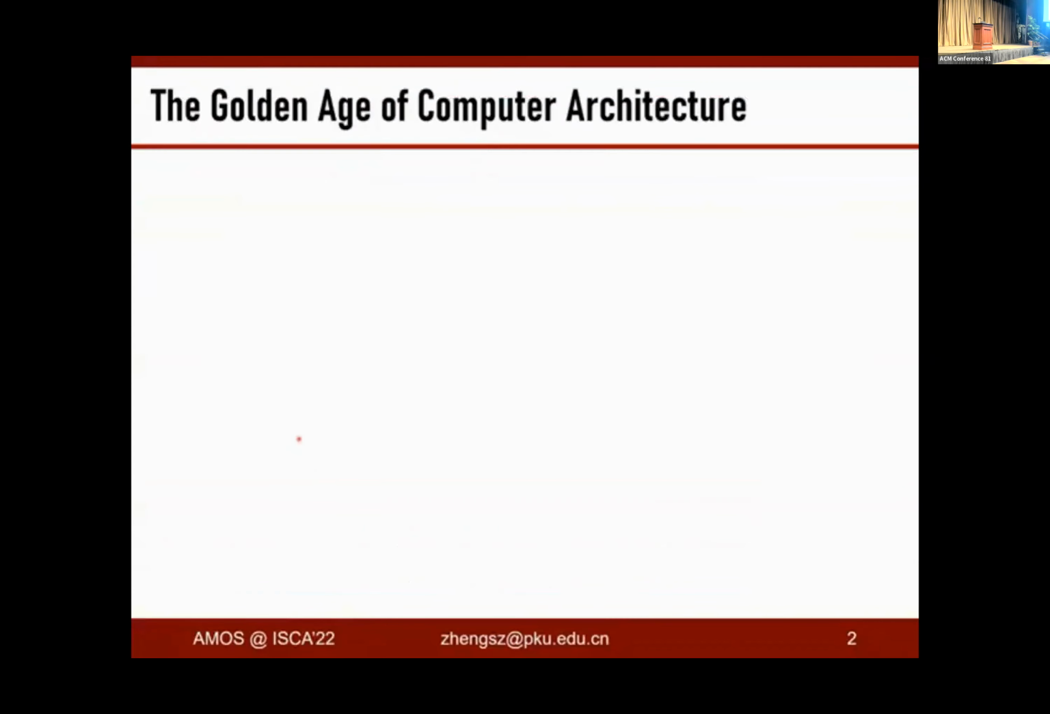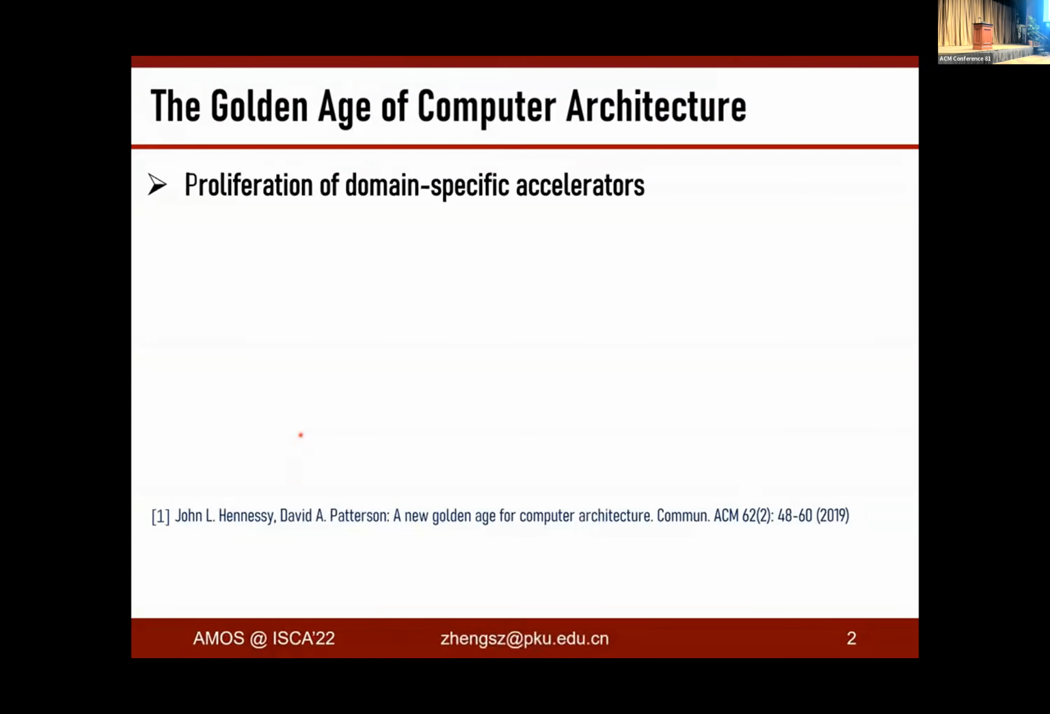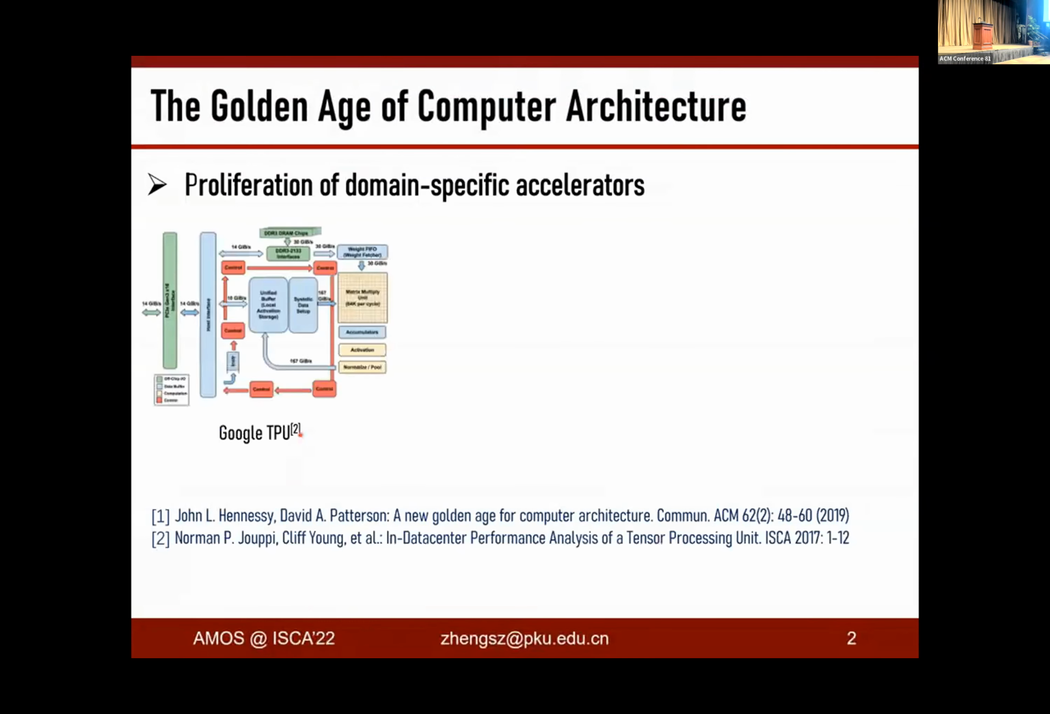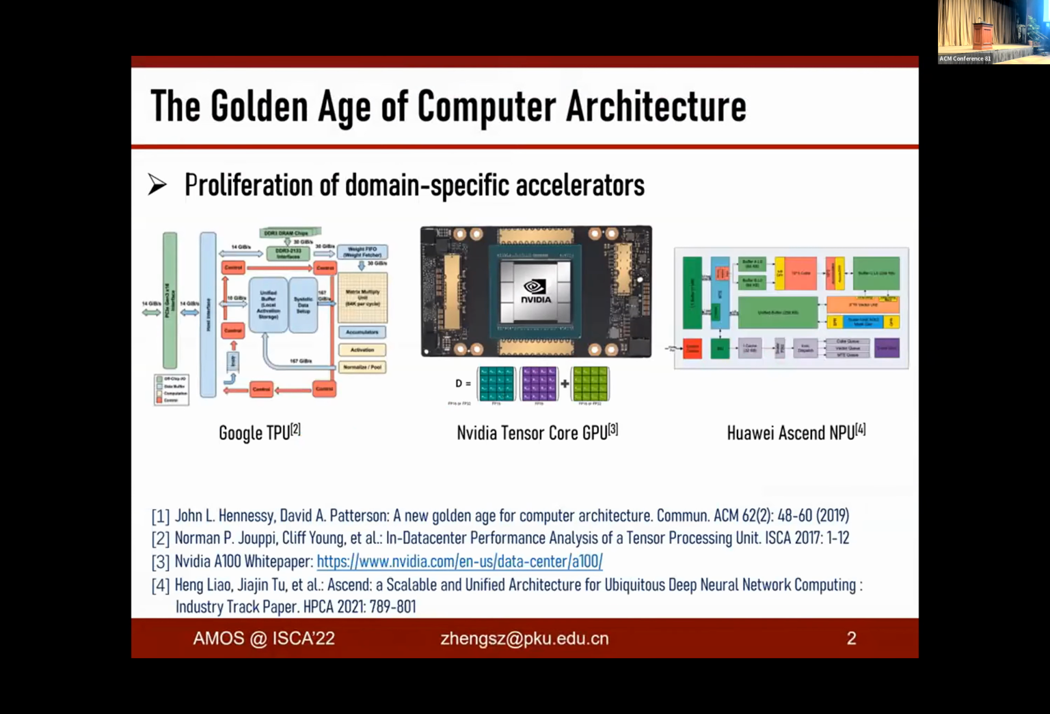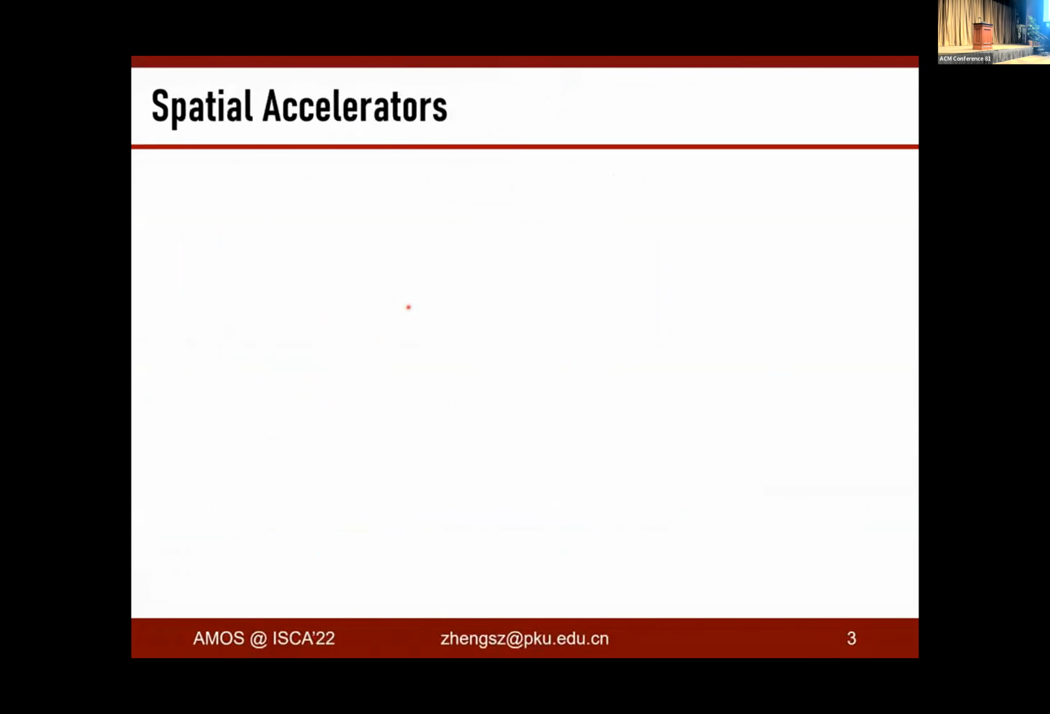We are now in the golden age of computer architecture. With the proliferation of accelerators, hardware specialization becomes a major source of speedup. Representative accelerators include TPU from Google, Tensor Core from NVIDIA, and Ascend NPU from Huawei. We call these domain-specific accelerators spatial accelerators.